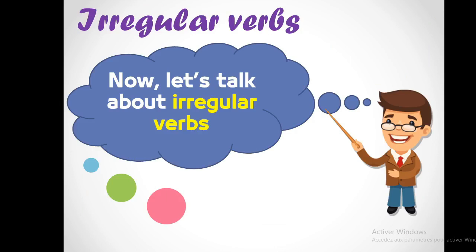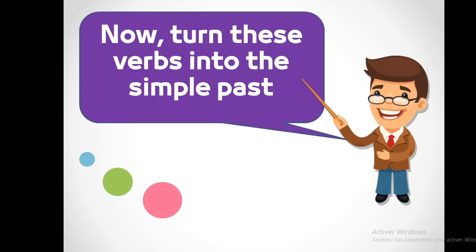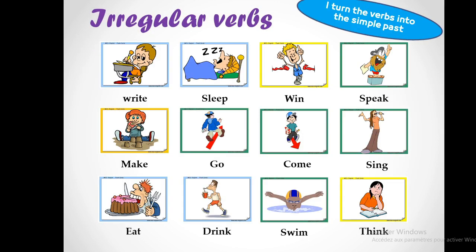Irregular verbs. Now let's talk about irregular verbs. Now turn these verbs into the simple past. Be careful, they are irregular verbs, so you are going to need the list. So we have write, sleep, win, speak, make, go, come, sing, eat, drink, swim, think. Pause the video, do the activities, and we are going to correct together.